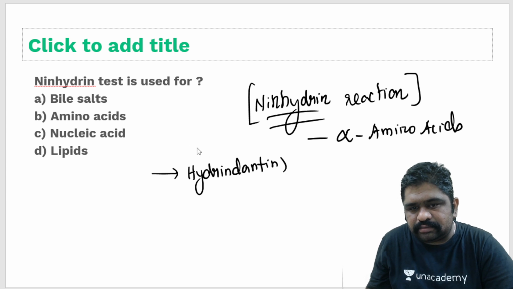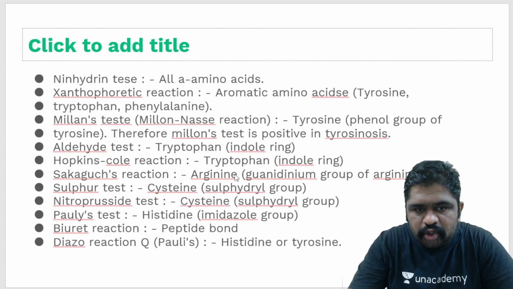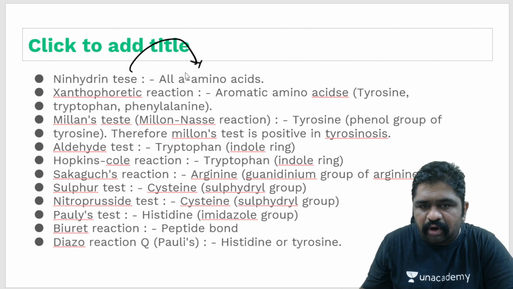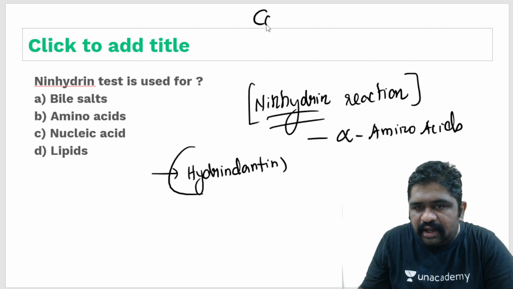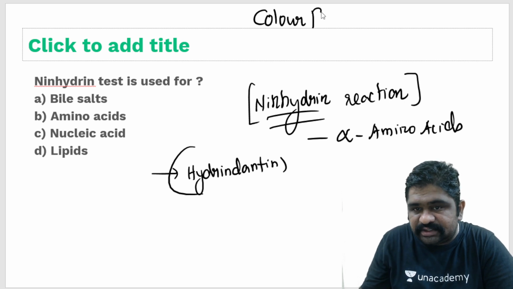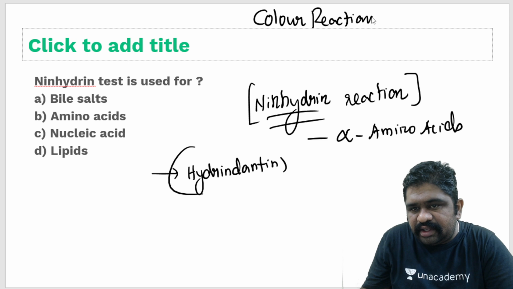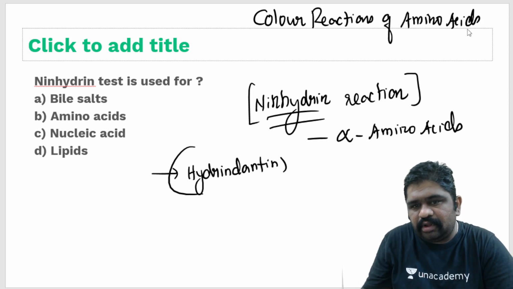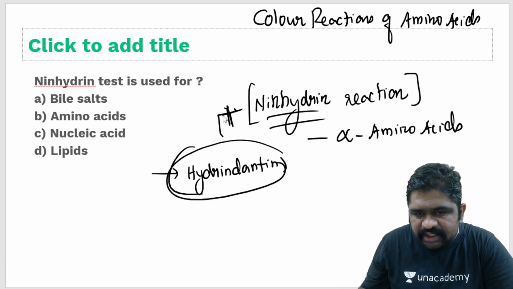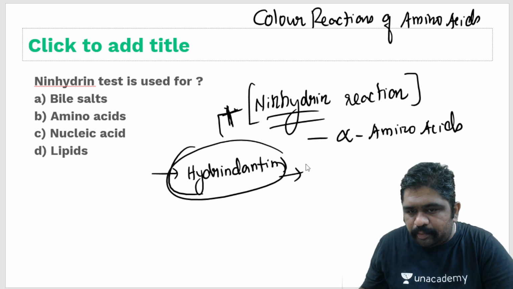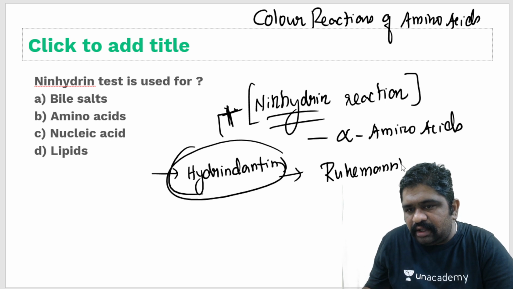Hydrindantin. Now look at this part here. You will be having this ninhydrin test that can be done for all alpha amino acids. So they come under color reactions of amino acids. Now this hydrindantin can react with ninhydrin in such a way that you will be able to produce Ruhemann's purple. A color reaction will be called Ruhemann's purple.